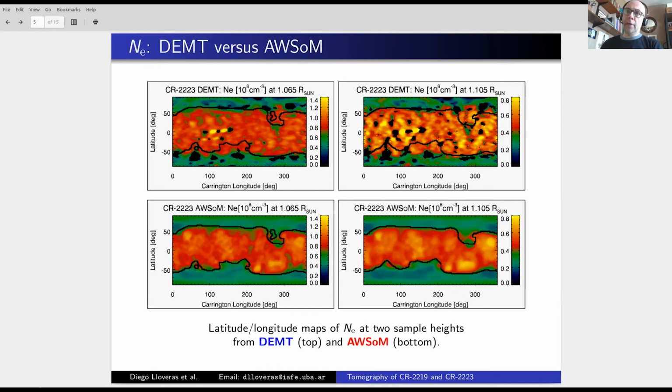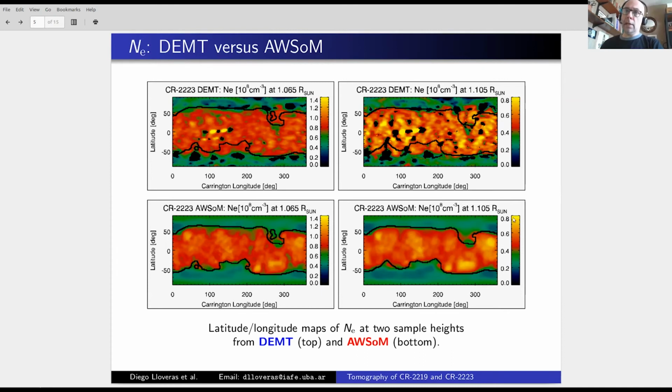So you have a map here of electron density derived from tomography at 2 different heights within the tomographic grid, just 2 sample heights, just to show you that this is a true 3-dimensional product. And below them, you have the same maps from the AWESOME simulation.